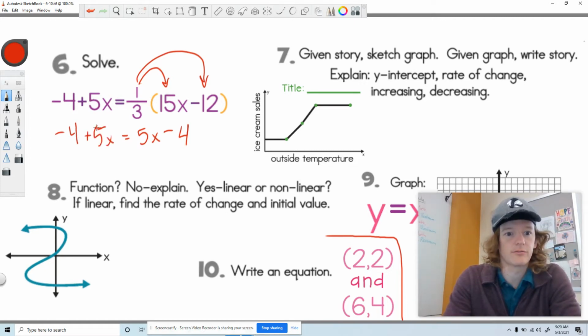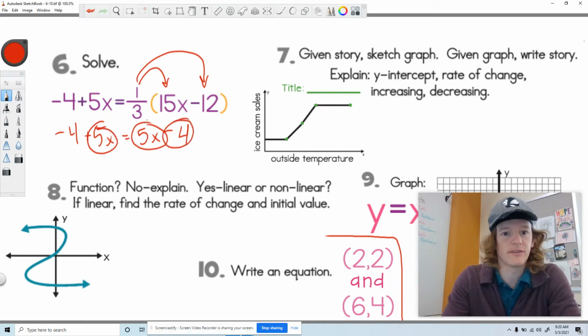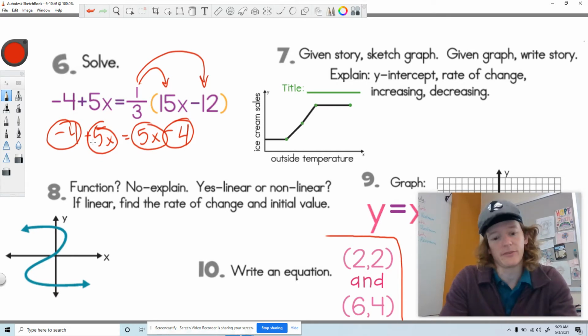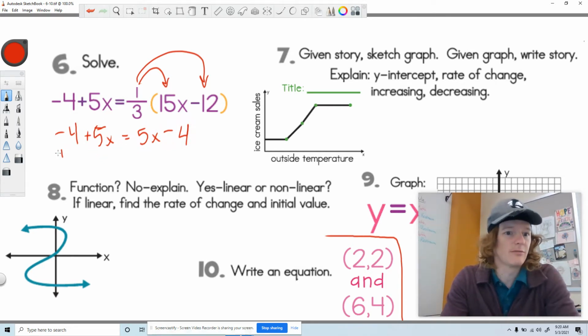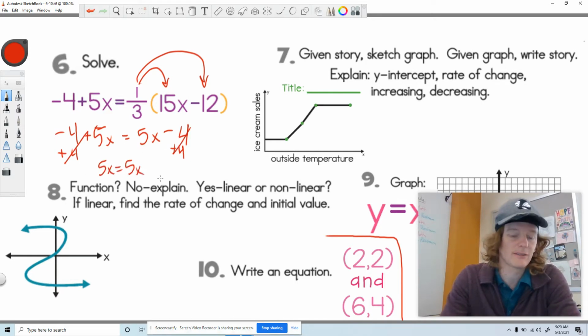You might notice right away already that we have 5x on both sides. Both are positive. We have -4 on both sides. Or maybe if you don't realize that, you weren't listening to me, well, maybe we can say +4 to both sides, +4. Those both cancel off. We have 5x equals 5x. Well, that's true.